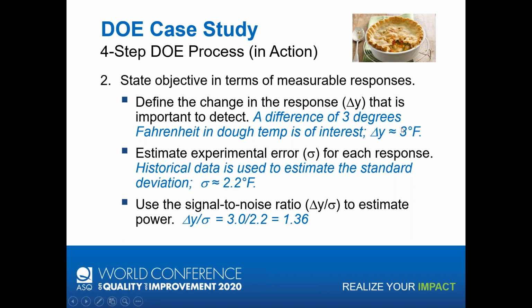Okay, so now we put those two things together, the signal and the noise, and that gives us a ratio of 1.36. This is going to help us estimate the power of the design that we choose, to see how likely the design is to detect this change in temperature given the standard deviation of temperature. So we'll get to that.